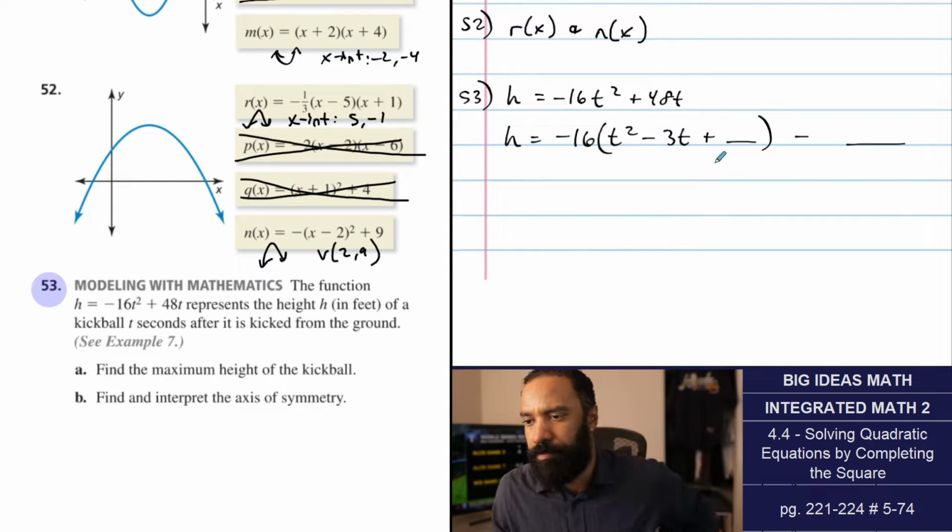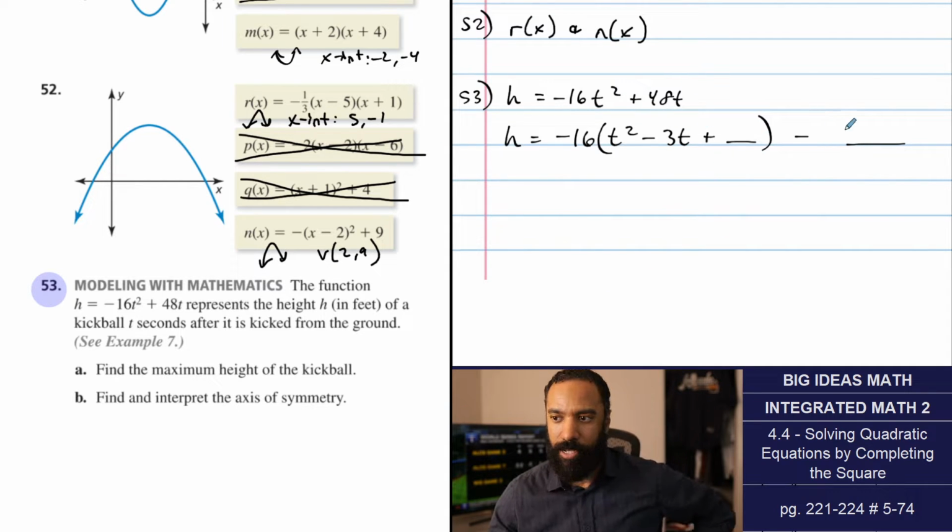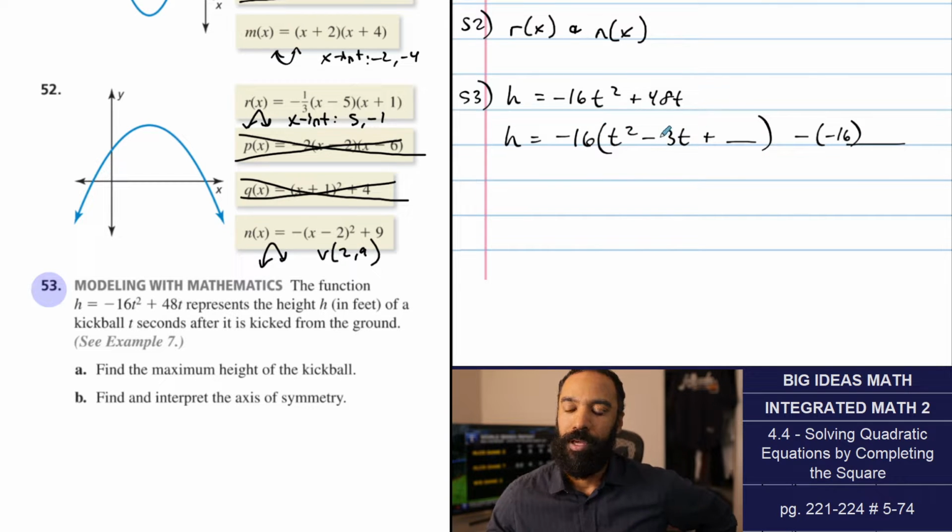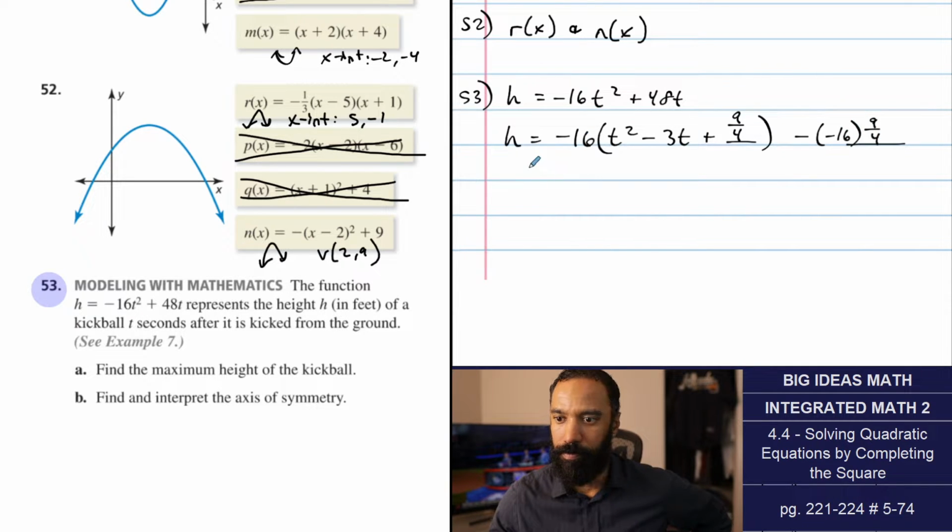Okay, sorry, I'm back. Whatever I add in here, I subtract in here, provided that I'm multiplying it by the same -16 that I factored out of there. So negative 3 halves squared is 9/4. So this will be a 9/4 here. And this will clean up. That'll be fine. So let's write the whole vertex form.